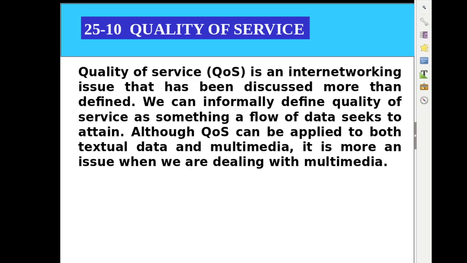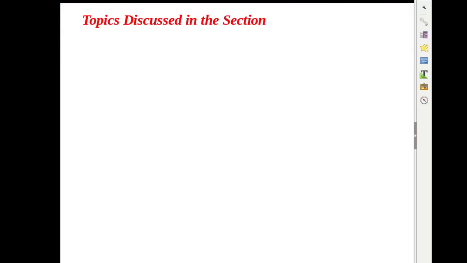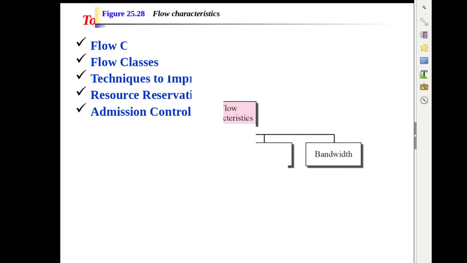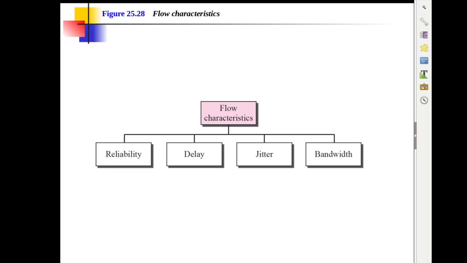So we are going to discuss something about flow characteristics, flow classes, techniques to improve, and resource reservation, these kinds of things. So let me tell you about the flow characteristics. These 4 types of characteristics are attributes of a flow. Basically reliability, delay, jitter, and bandwidth.